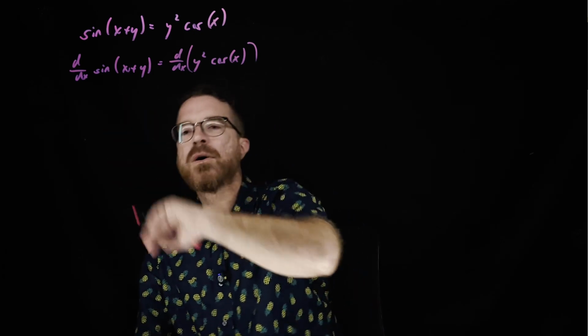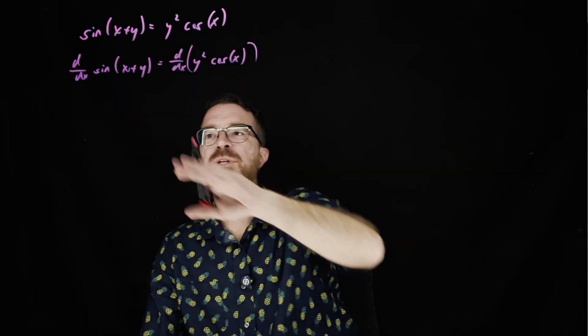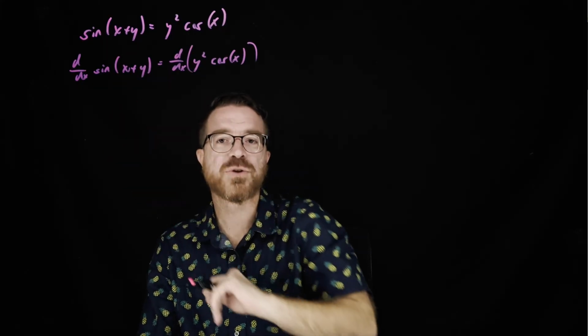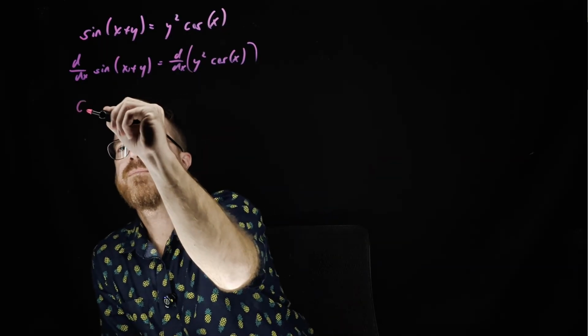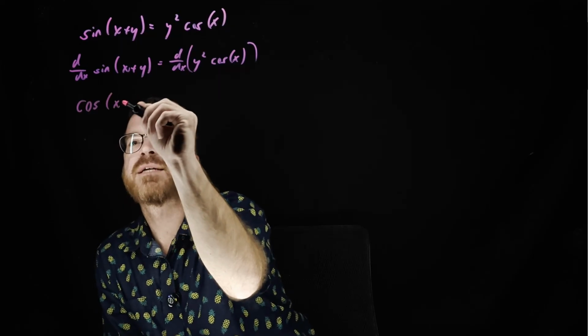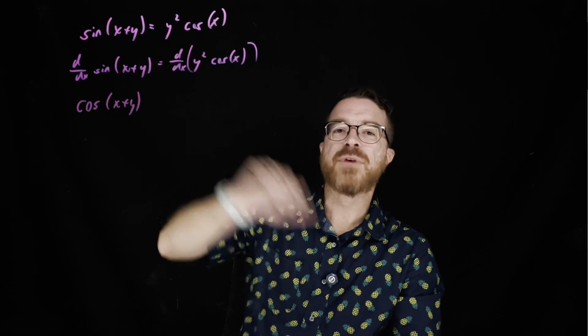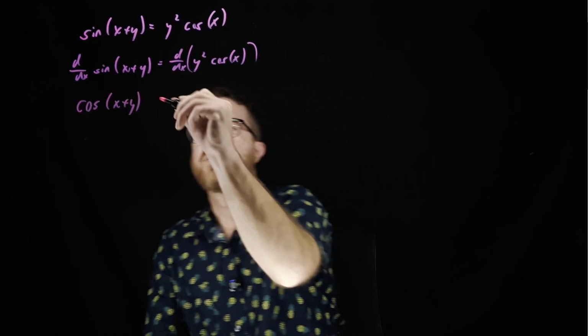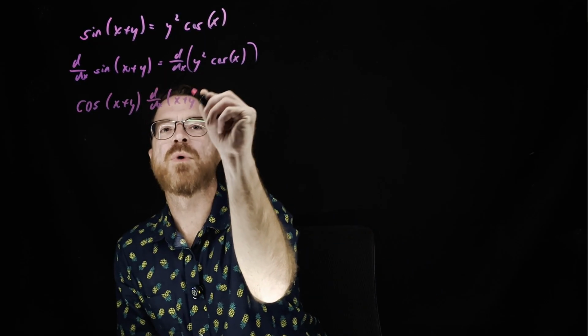So let's do our left side first. We have d dx sine of x plus y. So the first thing we do, leave the inside alone, treat this as your u, and take the derivative of sine. And that gives us cosine of x plus y. Now we take the derivative, d dx, of x plus y. All right, so let me just write that down actually. Let's not skip any steps. This would be d dx of x plus y.